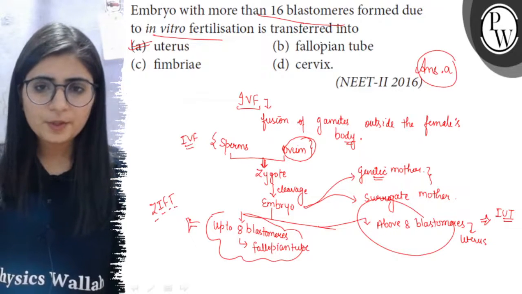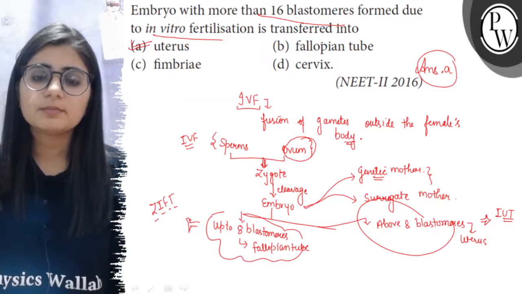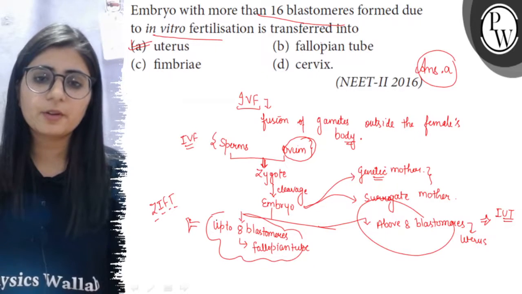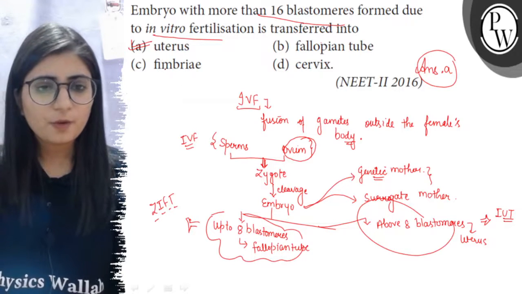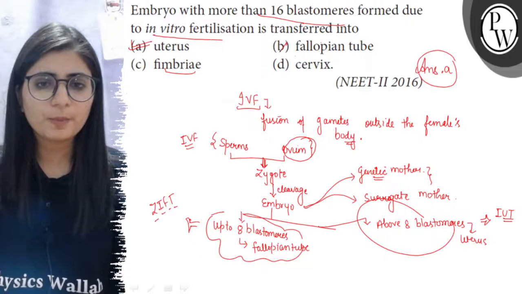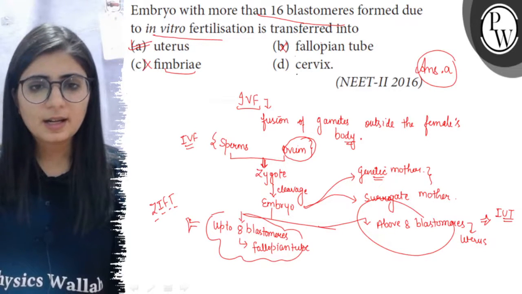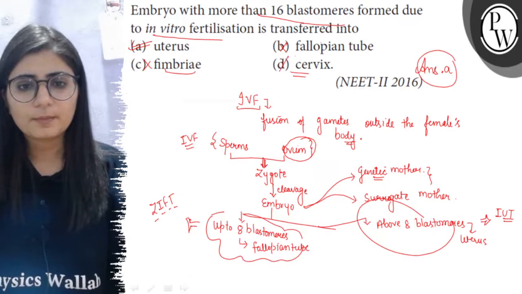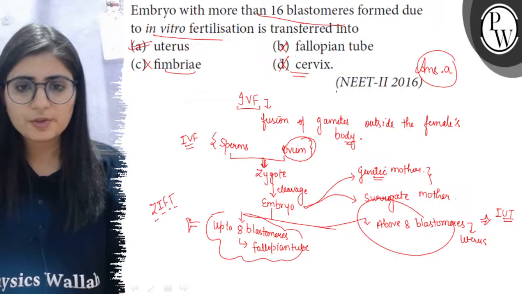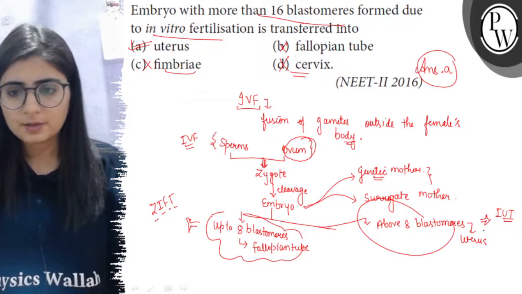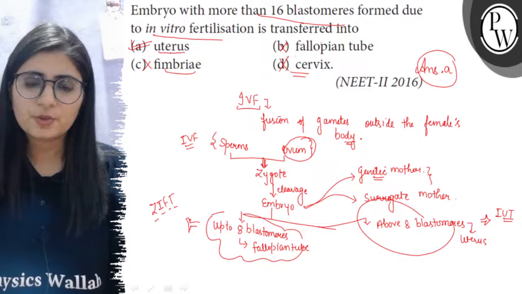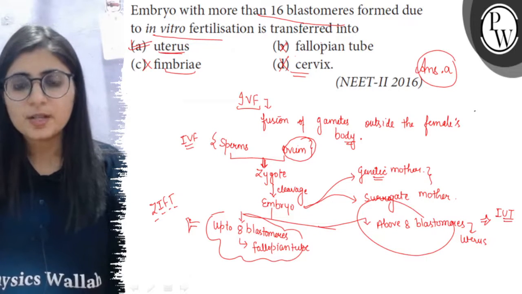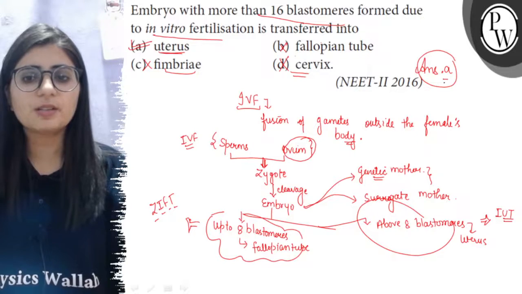While in the fallopian tube it can be transferred, but before the 8 blastomere stage. Now fimbriae is also a part of the fallopian tube, so it is discarded, and cervix is the lower part of the uterus. So this one is also wrong because it is to be transferred into the uterus proper, means the body of the uterus. So the right answer of this question is option A.